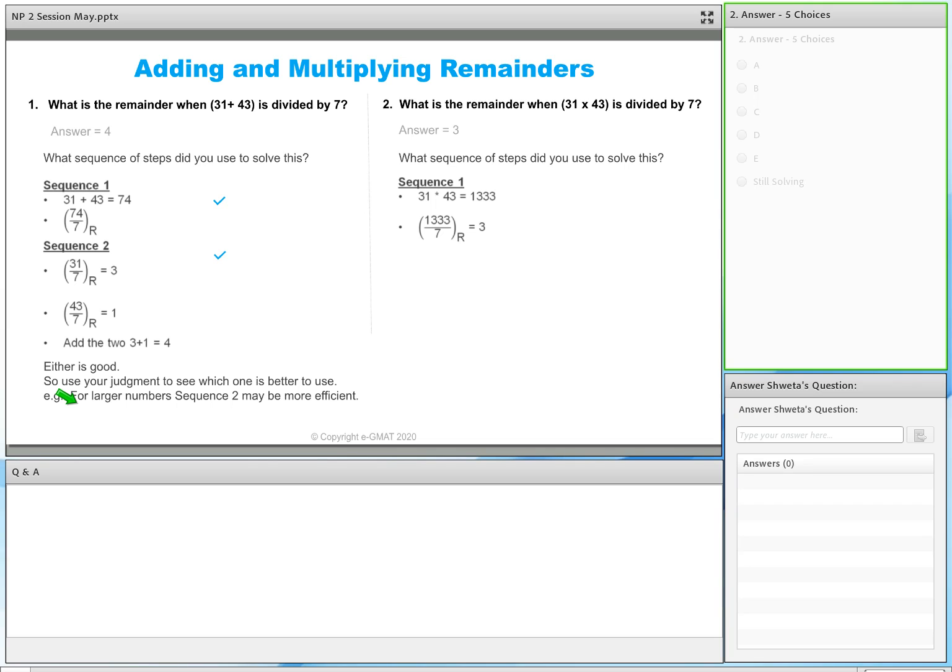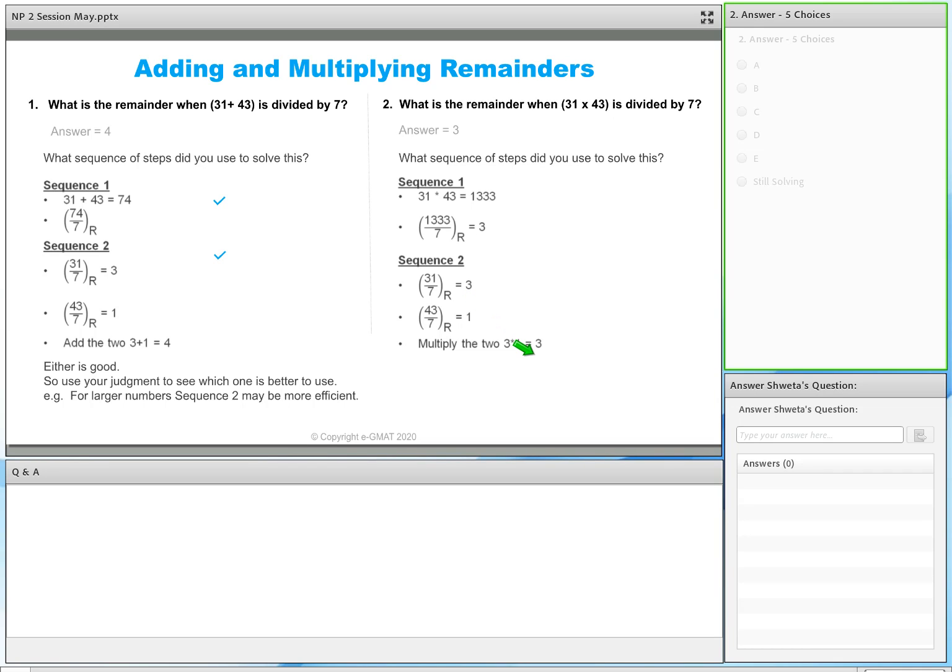But let me show you what happens in multiplication. Suppose it's 31 multiplied by 43 divided by 7. This time sequence 1 is to multiply these two-digit numbers to get 1333, then divide by 7 to get the remainder. Or sequence 2, which is to get the remainders separately and then multiply them. So 3 and 1 were your remainders, you multiply them and your answer is just 3.